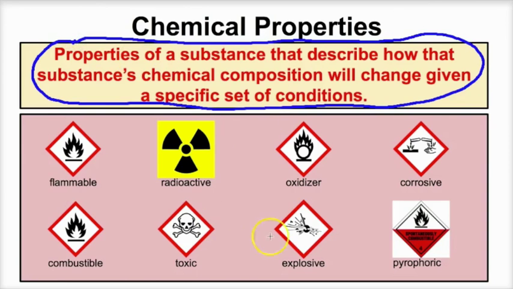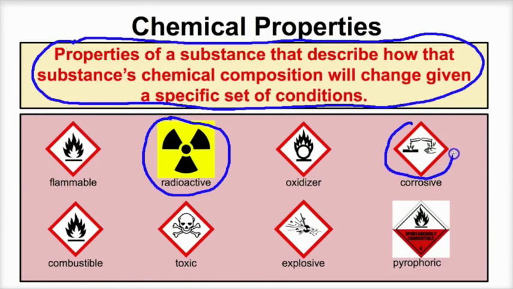Alright, so if we take a look at a few examples of chemical properties, if I said gasoline is flammable, that tells you how that gasoline is going to react when exposed to an open flame. If we said a substance was radioactive, that tells you how the nucleus of that atom is going to change over time. If we said that something is corrosive, battery acid is corrosive, that tells you how that acid is going to behave chemically.